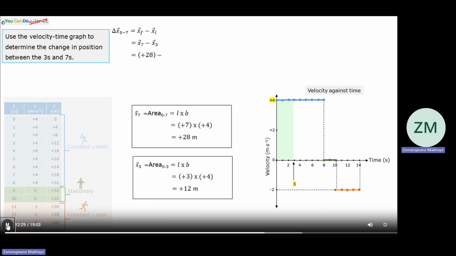The position at 3 seconds can also be calculated with this equation, only the subscripts differ. Now substitute the values into this equation and calculate the change in position from the 3rd to the 7th second. The change in position is 16 meters west, because the sign must be explained.